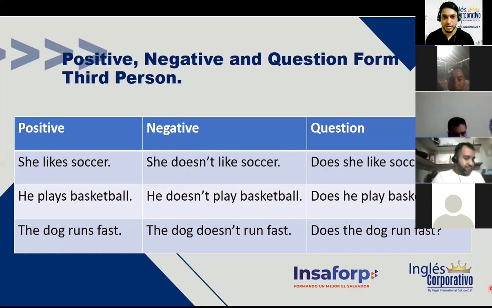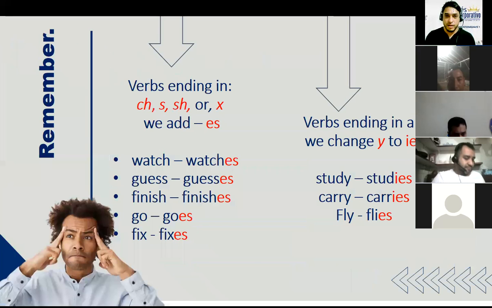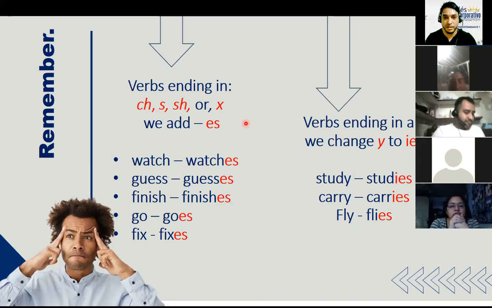Okay, guys. Let's see. There is another rule related to the use of the S. Okay, listen. When the verb ends with CH, S, SH, or X, we add ES, not only the S, but the E and the S. For example, the base verb is watch. When we talk about a third person, we say watches.